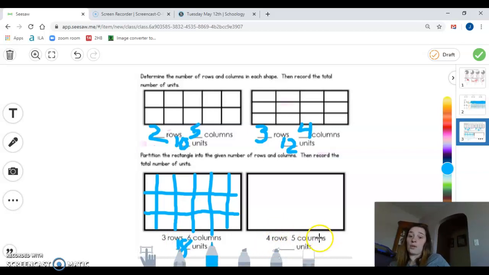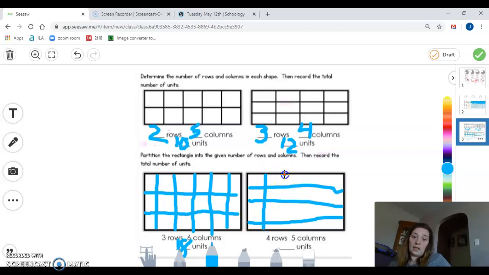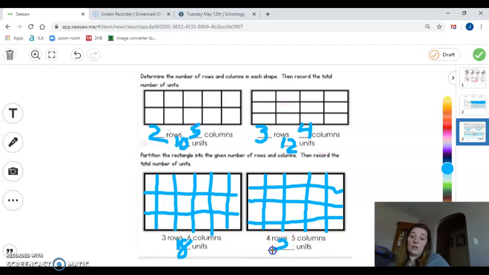And this one is going to be 4 rows and 5 columns. 4 rows, 1, 2, 3, 4. Those are not straight lines. And then 5 columns. 1, 2, 3, 4, 5. This one we can count by 5s. 5, 10, 15, 20. How many are there? 20 units. Good.